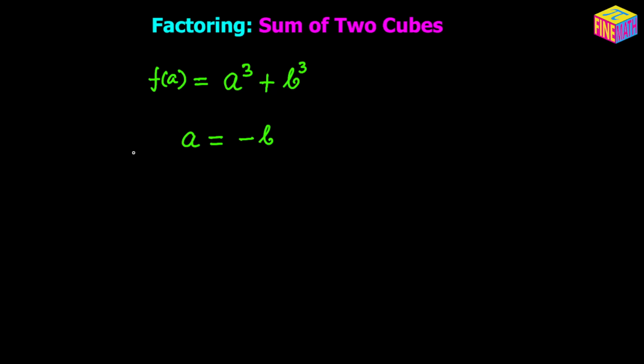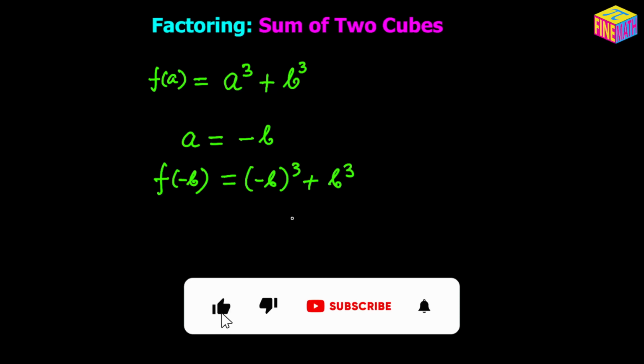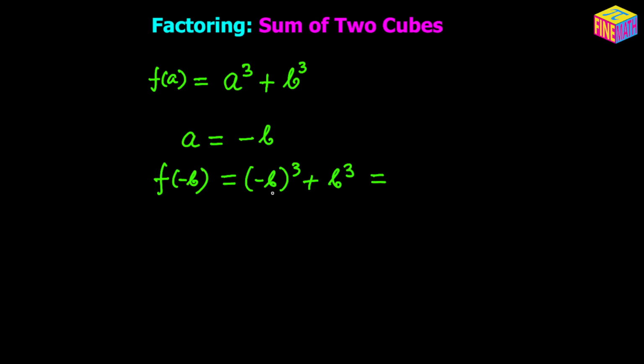And then what happens? We can say f of negative b will be equal to negative b whole cubed plus b cubed. All I have done is substitute a with negative b, right? And from here what do we get? Negative b whole cubed would be negative b cubed, plus we have the positive b cubed. So from here we get 0.